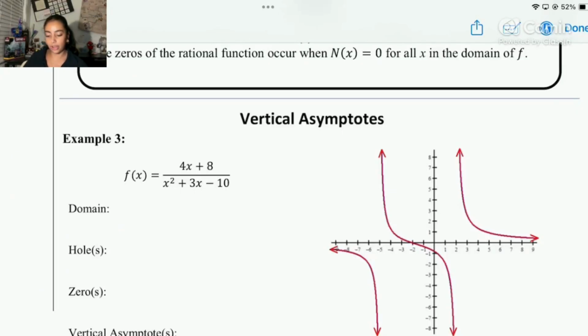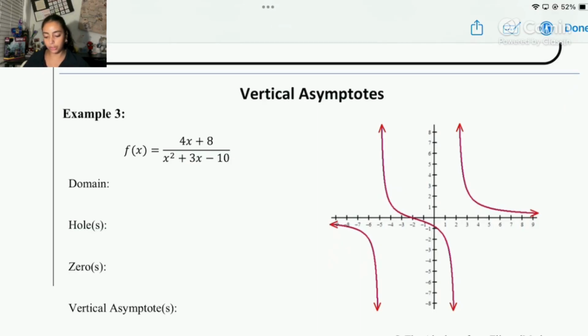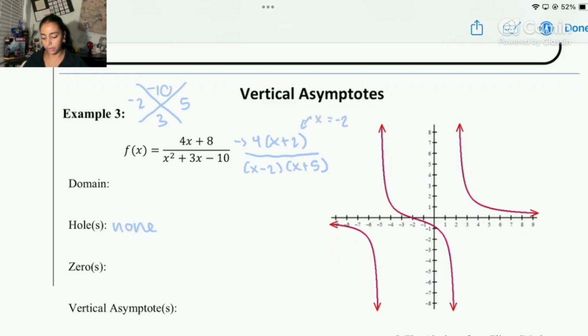Okay, now we're going to be talking about vertical asymptotes. We can go ahead and start with the skills that we already know to do. So we're going to start factoring out the top and bottom. Here we can factor out the 4 to just 4 times x plus 2. And then on the bottom, we're just thinking what two numbers multiply to -10 and add to 3, and those two numbers are -2 and 5. So it's going to be x minus 2 times x plus 5. And here we can see nothing from the top and bottom cancels out, so there are no holes. But we know that the zero will be at x equals -2 because of this part right here.